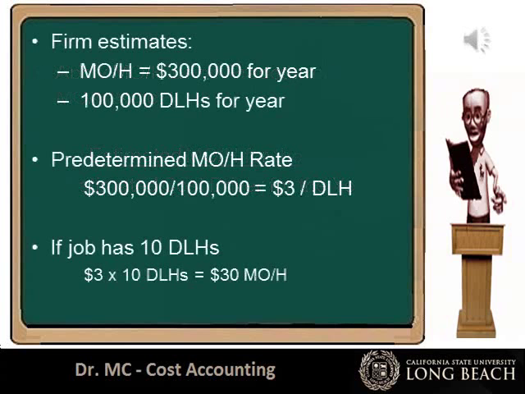For example, assume that a firm expects to have total manufacturing overhead for the upcoming year of $300,000. Assume also that the firm has chosen to use direct labor hours as its cost driver, and it has estimated that it will have 100,000 direct labor hours in the new year. When you divide 300,000 by 100,000, you get a predetermined overhead rate of $3 per direct labor hour. Our firm will apply overhead to the units that it produces using that rate during the new year. For example, if a job has 10 direct labor hours, the firm will add $30 of overhead to the cost of that job.